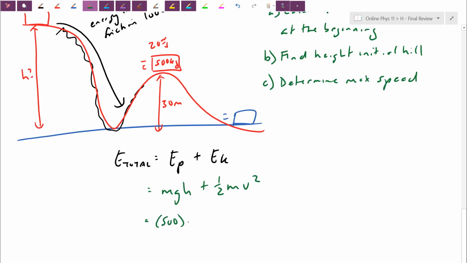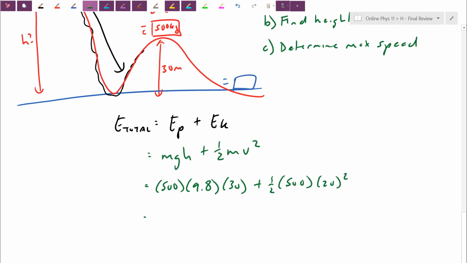If I'm a mass of 500, I'm going to assume the acceleration is 9.8, since I'm on the Earth's surface. I'm 30 meters from the ground. How much is stored up in my potential energy account? In my other account, I have 500, and the velocity here is going to be times 20 squared.